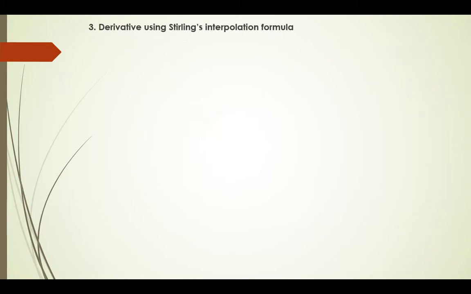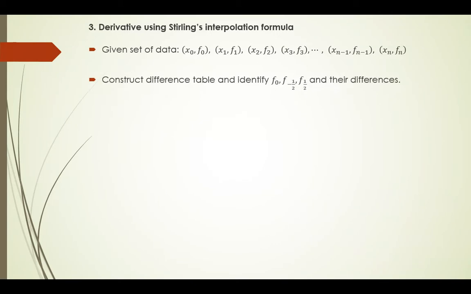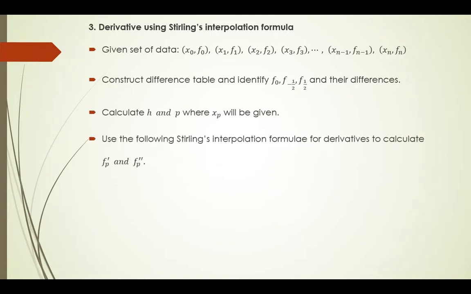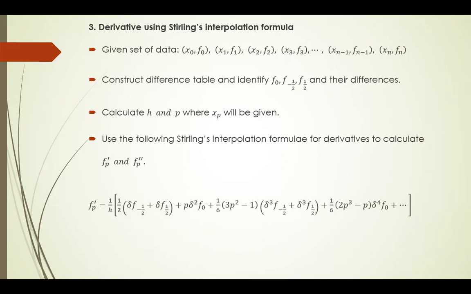The third one is Stirling's interpolation formula. Steps are the same. This is the old story. You need to construct a difference table and identify f naught, f minus 1 by 2, f 1 by 2, because these are the requirement of this formula. This is the old story, and the new story is we need to apply the Stirling's interpolation formula for second and first order derivative. So that is the first derivative.